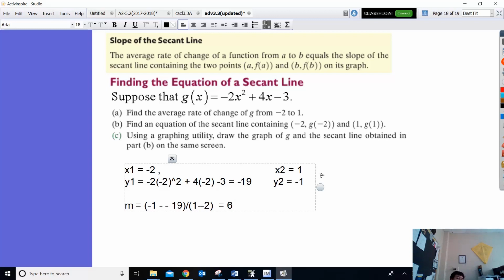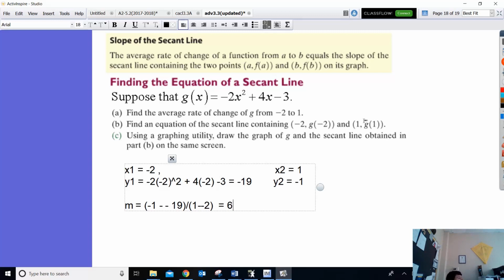Now, don't be intimidated by their instruction set. They're trying to use function notation with you. But it says find the equation of the secant line containing the point negative 2, g of negative 2. Well, did you not find g of negative 2? Did you not plug a negative 2 into the equation? And 1, g of 1. Did you not find g of 1? You did. So don't be confused by what they're saying. Just focus on the beginning. Find an equation of the secant line.